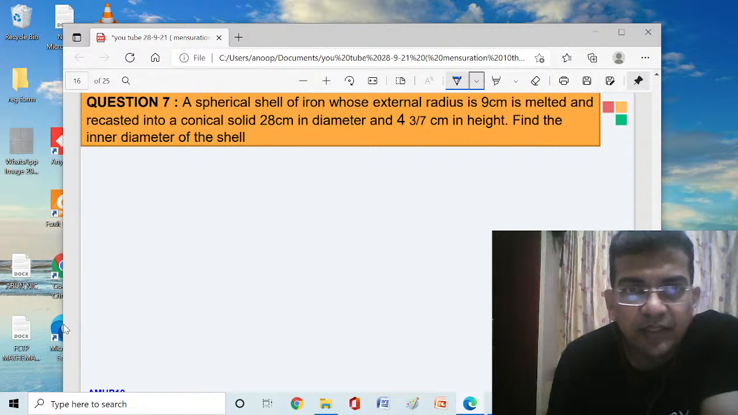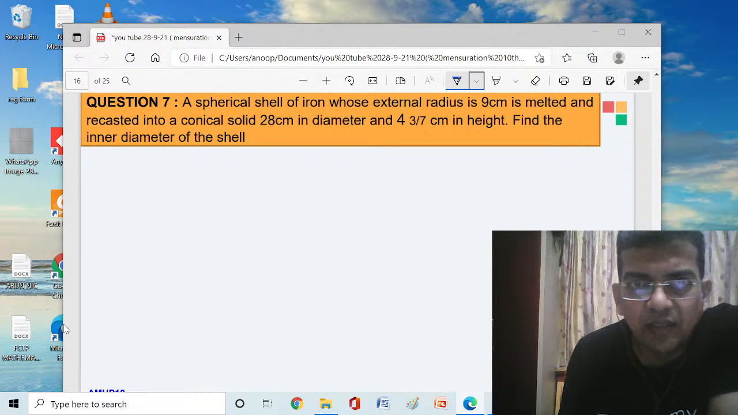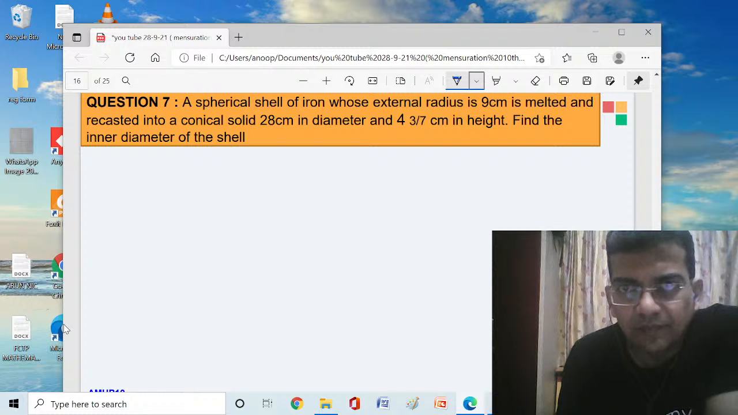Now the question says a spherical shell of iron whose external radius is 9. Okay, spherical shell of iron. External radius is 9, is melted and recast into a conical solid 28 centimeter in diameter and 4 whole number 3 by 7 centimeter in height. Find the inner diameter of the shell.